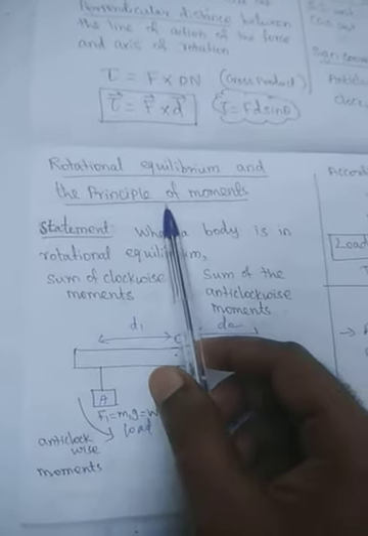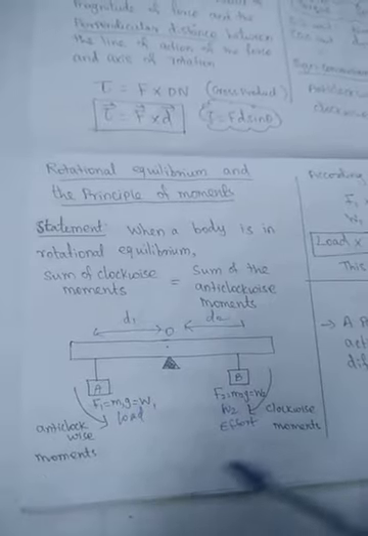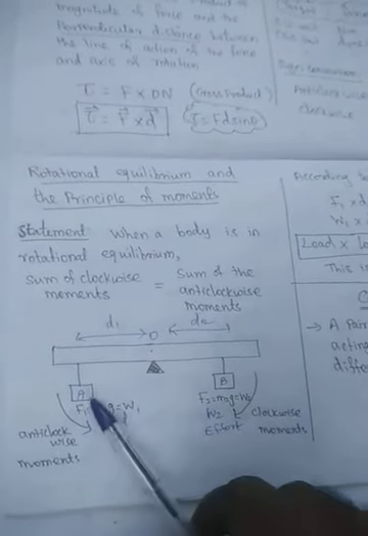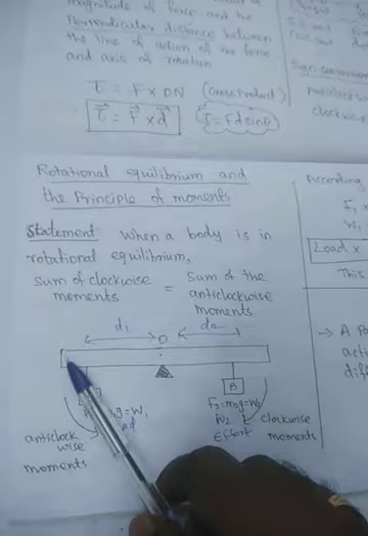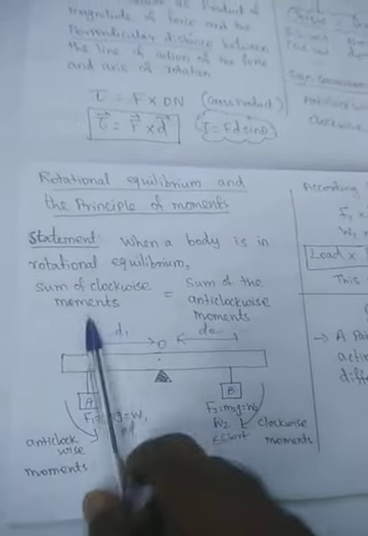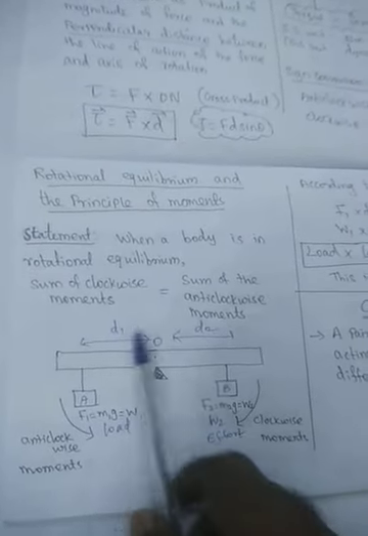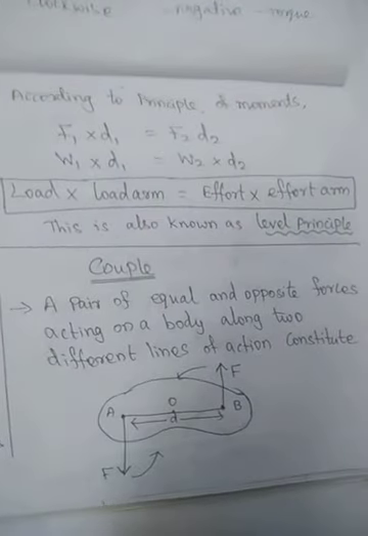The statement of the principle of moments is: anti-clockwise moments are equal to clockwise moments. Moment means force into perpendicular distance. Force is acting in this direction, and this is the perpendicular distance. So F1 D1 is equal to F2 D2. That's all. Okay, so the next one is couple.